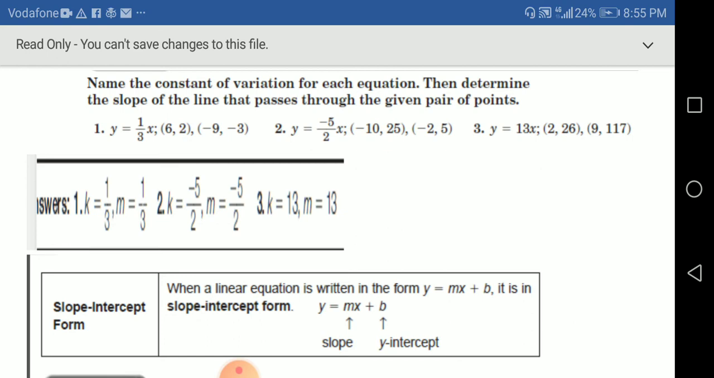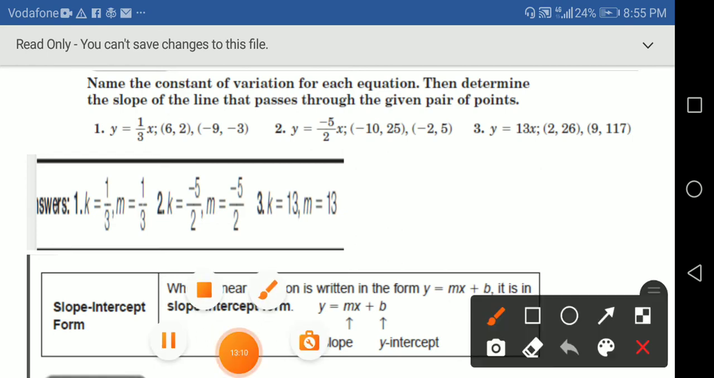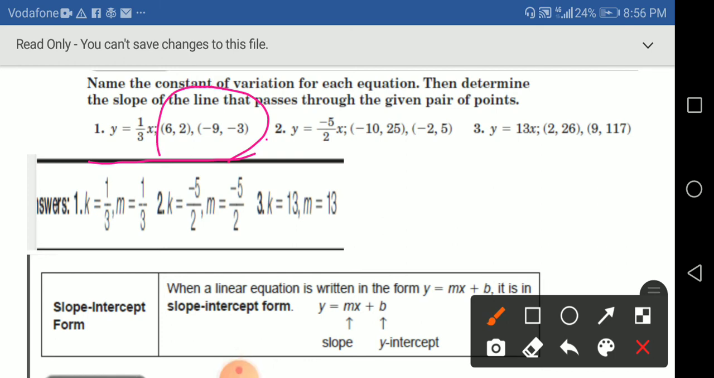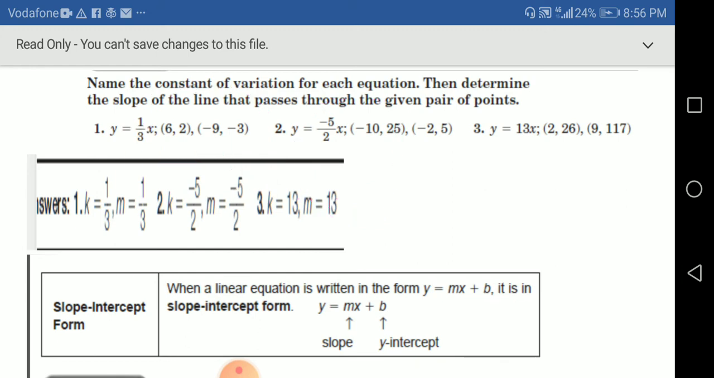Name the constant of the variation. It's very easy. Determine whether the line passing through the given pair of points has the given slope. This is also easy. How can I solve it? Get the slope by y sub 2 minus y sub 1 all over x sub 2 minus x sub 1. Get the slope, and then find if the slope m equals one third or not. Third, why? Because the constant is one third.